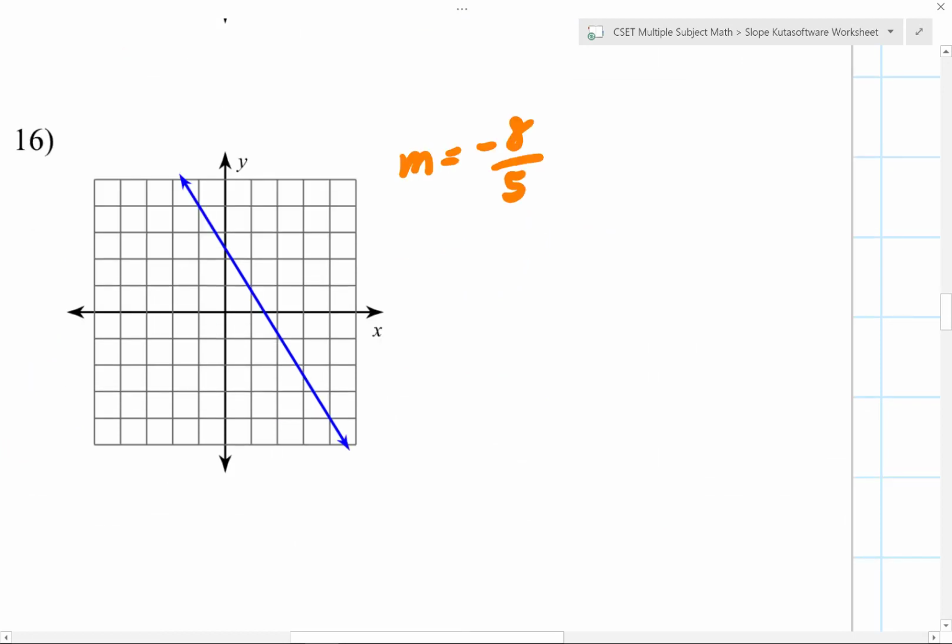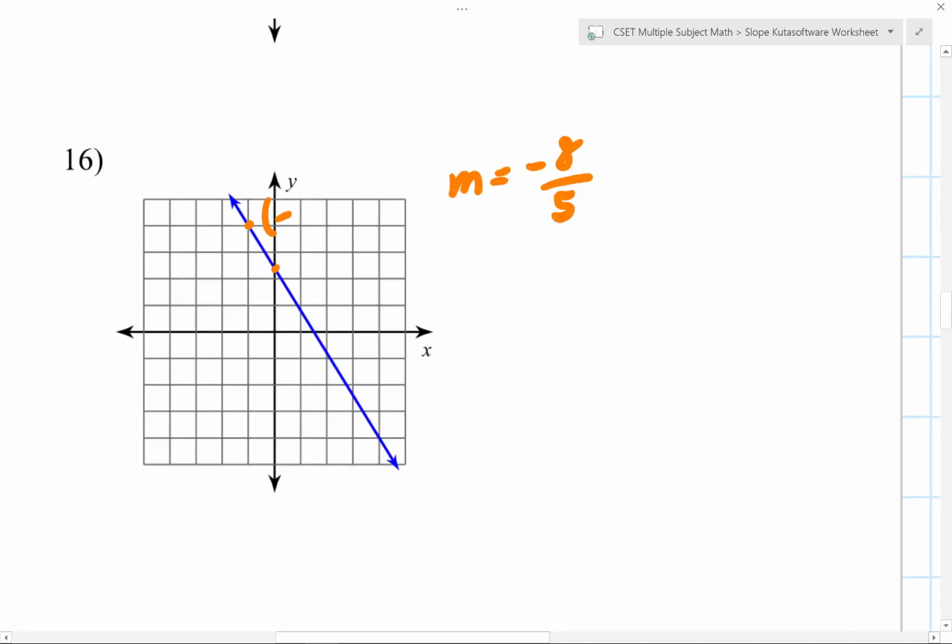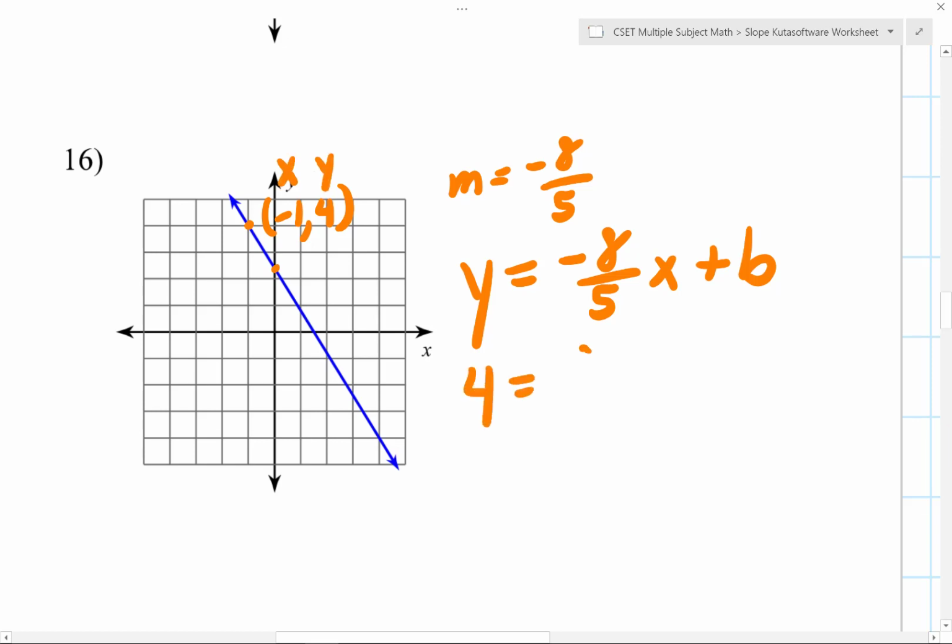Aw, man, another hard point to read there. So we're going to have to do our trick where we take a point on our line that we can see. So I'm going to, so -1, 4. So I know that y is supposed to equal mx plus b, but I don't know the b. So I'm going to plug in this. So when x is -1, the y should be 4.